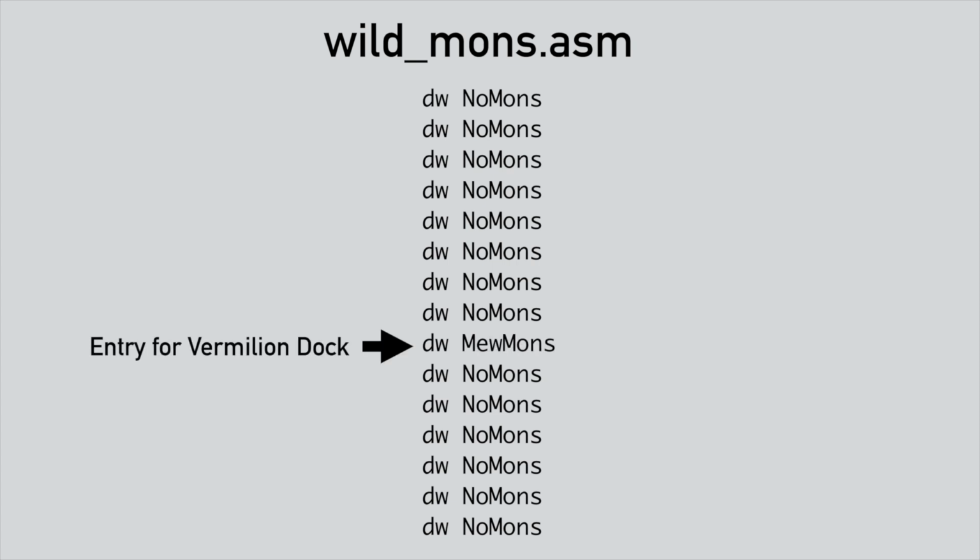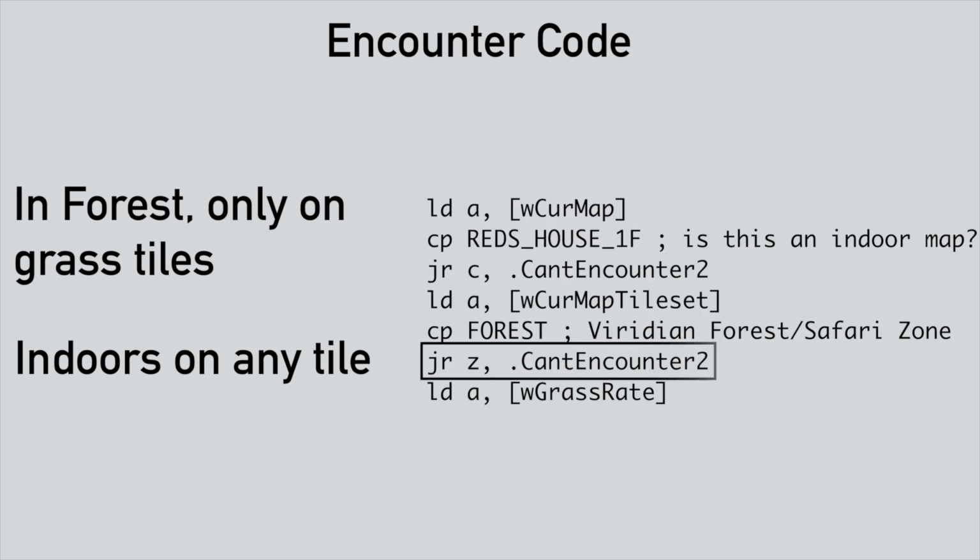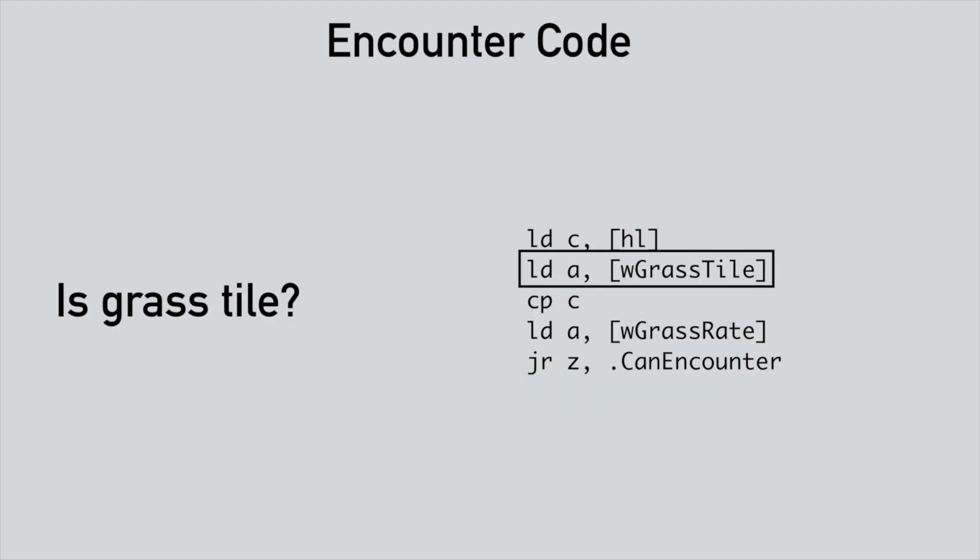But one more problem. We also need to patch the encounter code. There are three possibilities for encounters. If we are in a forest, encounters get triggered on grass tiles only. And if we are indoor, encounters get triggered on any walkable tile. As the Vermilion Docks count as indoors, we have to patch the check to always assume we are in a forest. We also have to change the tile that the game assumes to be grass to be the cabin of the truck. Again, we can get this ID from Polished Map.